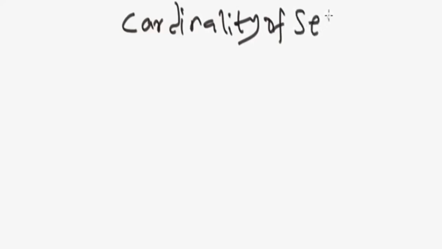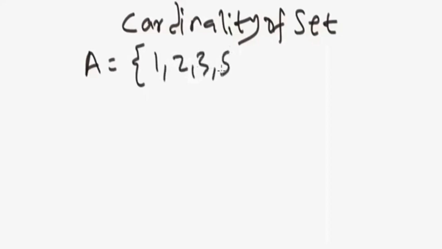Cardinality of a set. Let's say we are given set A with the elements 1, 2, 3, and 5. We are asked to find the cardinality of this set. Quickly, cardinality simply refers to the number of elements in a set, and this is how you represent it.